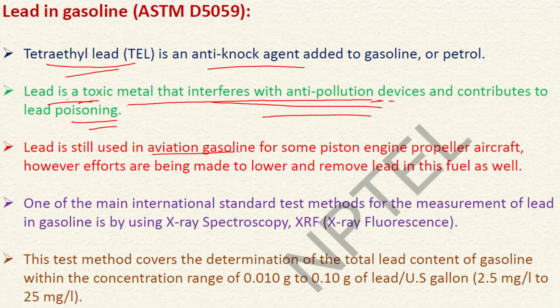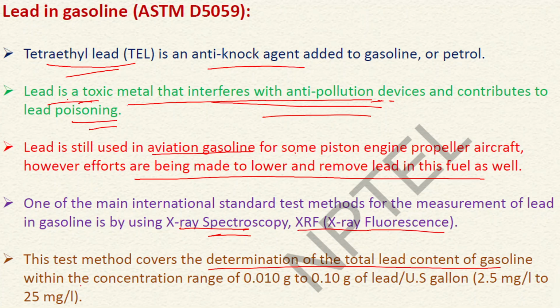Lead is still used in aviation gasoline for some piston engine, propeller aircraft. However, efforts are being made to lower and remove lead in this fuel as well. One of the main international standard test methods for the measurement of lead in gasoline is X-ray spectroscopy, that is XRF, X-ray fluorescence. This test method covers the determination of the total lead content of gasoline within the concentration range of 0.01 to 0.1 gram of lead per US gallon, that is 2.5 milligram per liter to 25 milligram per liter.